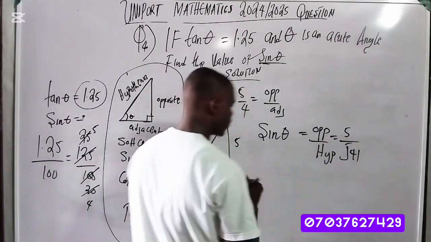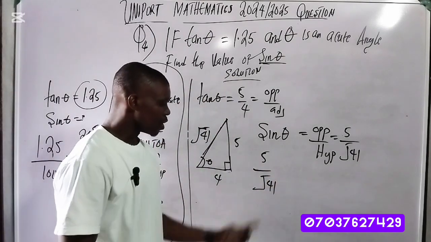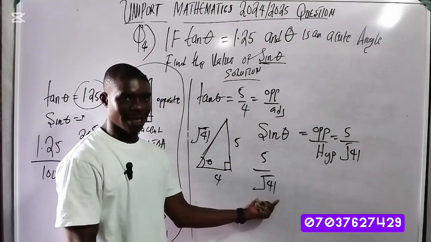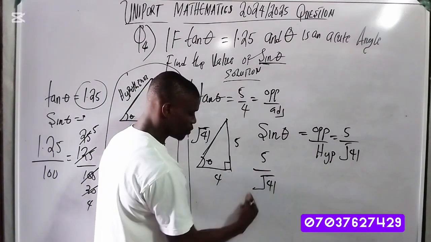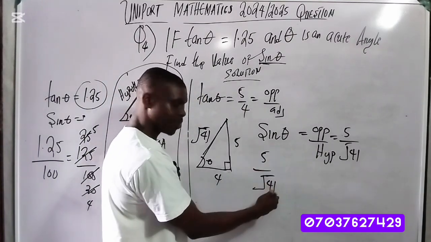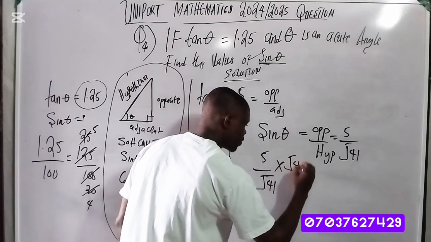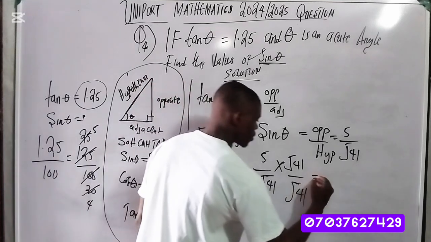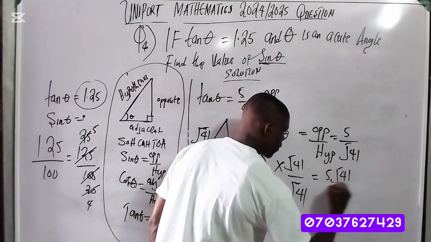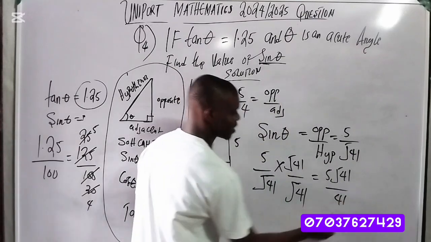So let us say we have 5 over square root of 41, right? We need to rationalize. How do you rationalize it here? You use the denominator to multiply both the numerator and the denominator, just as so. It is going to be times square root of 41 over square root of 41. So we are going to have 5 square root of 41 over 41. So this is not the answer here.